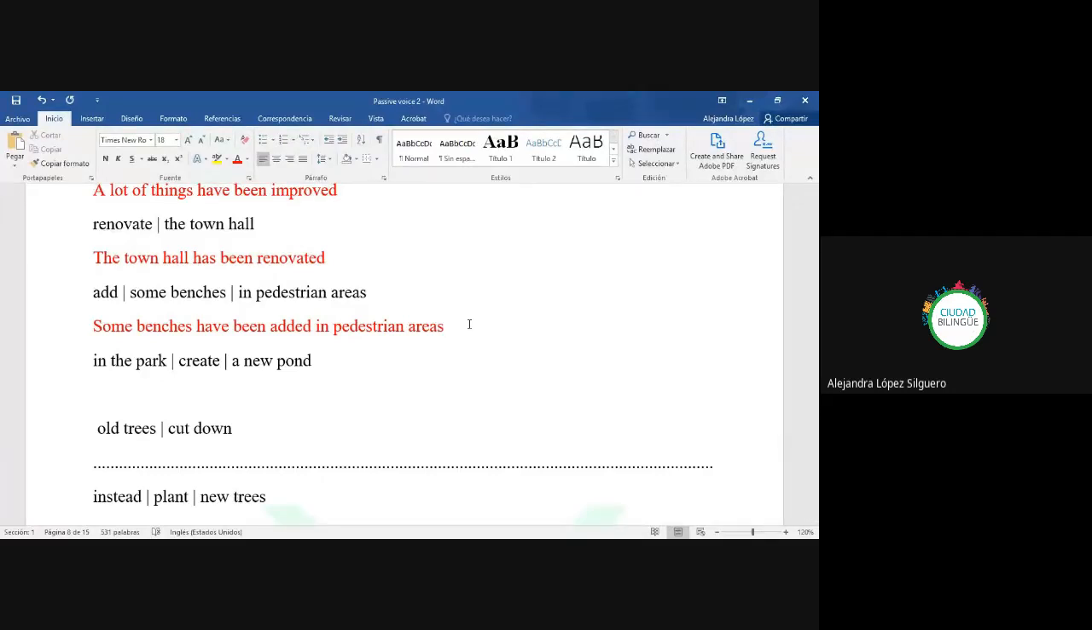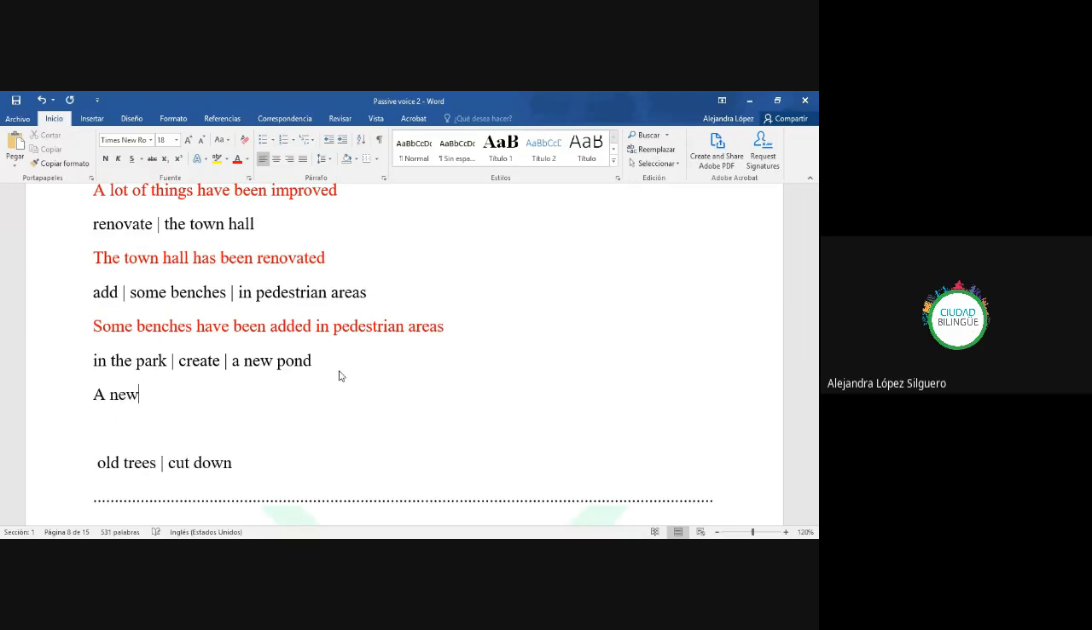Ok, a new pond has been created in the park. Excelente, Rocío. Muy bien. A new pond. Pond is like como un lago, ¿sí? Un lago. A new pond has been created in the park. Excellent.